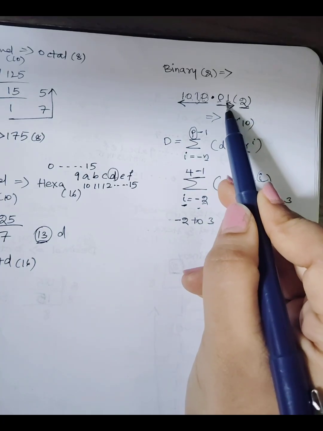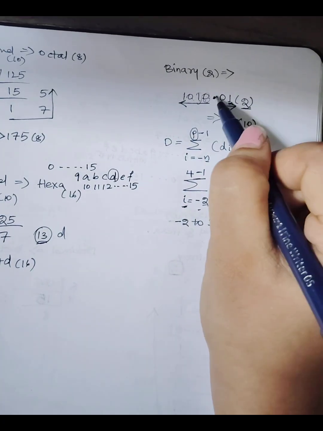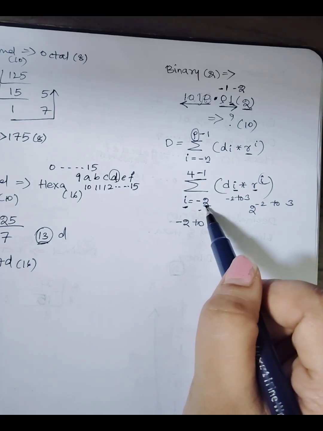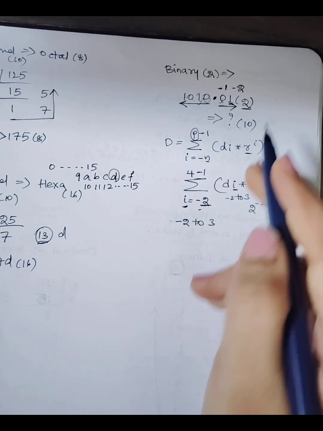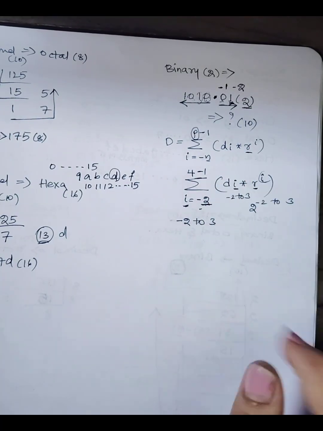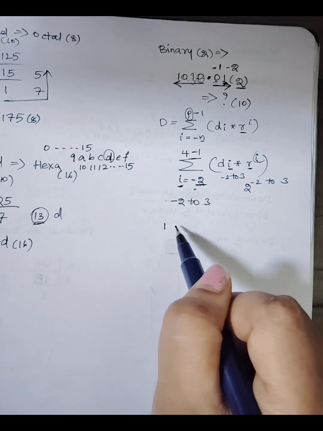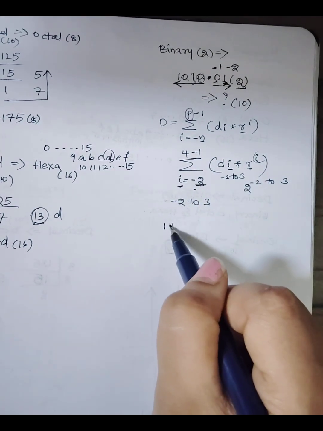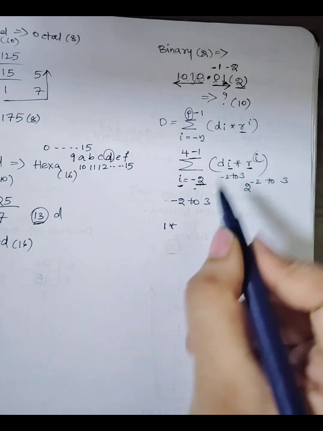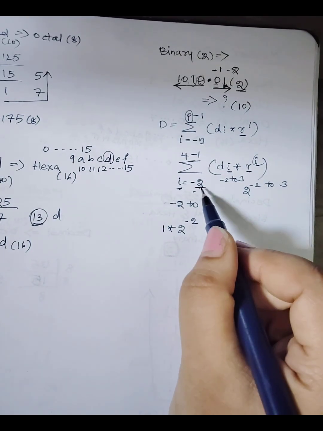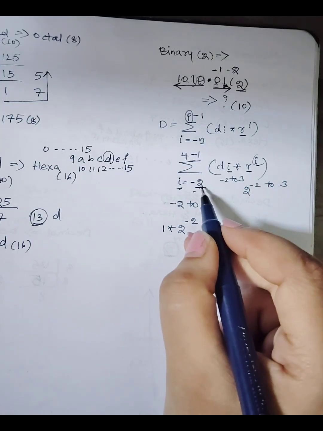we need to come from this side, minus 2. After the dot it will be minus 1, minus 2. So we are starting from minus 2. We need to start from this 1. So it will be 1 into, what is our radix? Our radix is 2. Power I means minus 2. Our iteration is at minus 2.